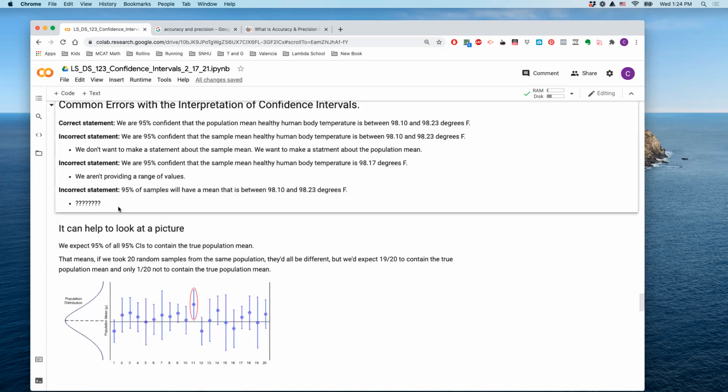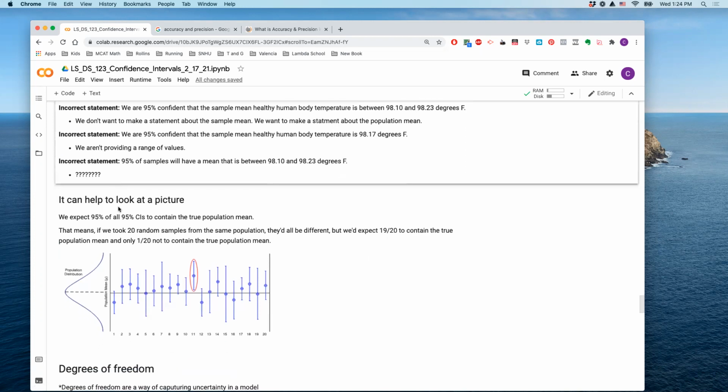So this last one is the trickiest one. 95% of samples will have a mean that's between 98.1 and 98.2 degrees Fahrenheit. What's wrong with that one? And I think looking at this picture is helpful for thinking about why that's not correct. Think about the endpoints for all of these graphs, those confidence intervals.